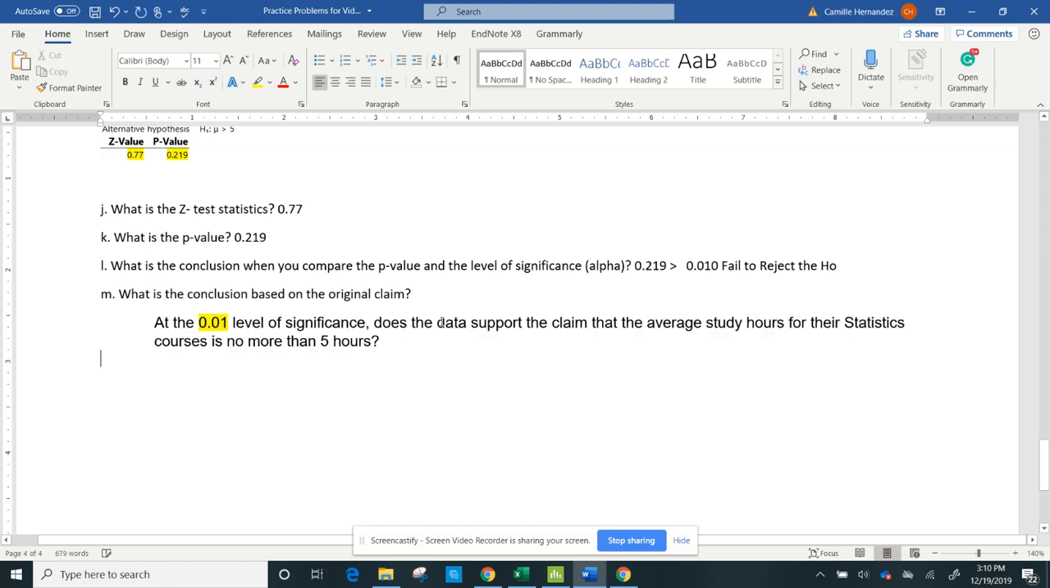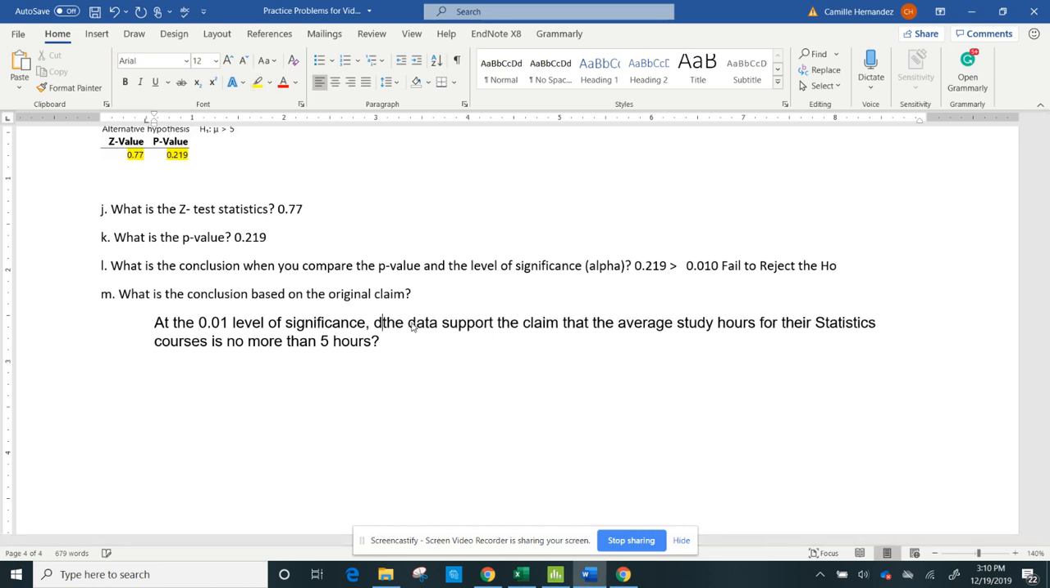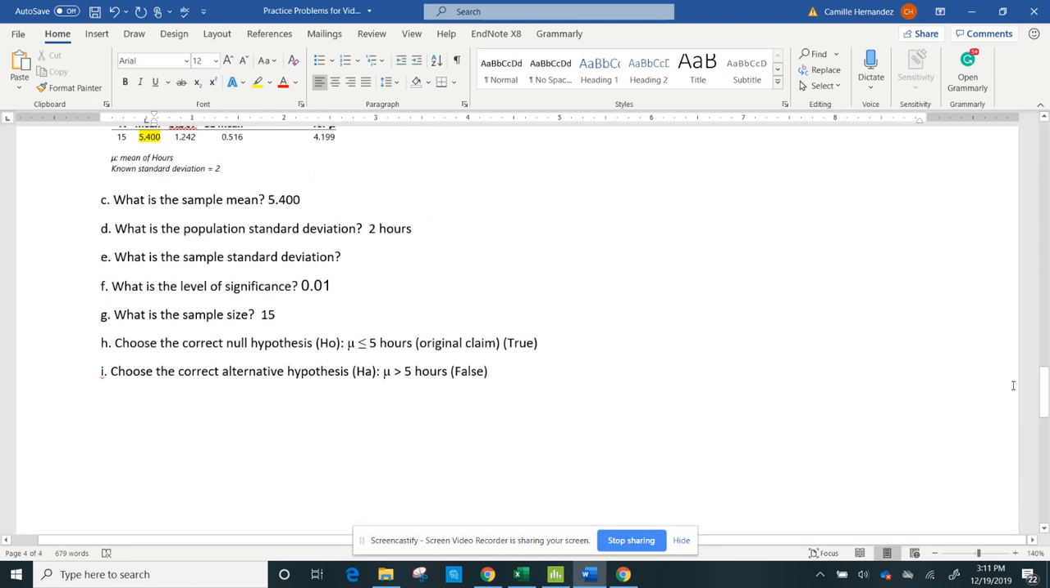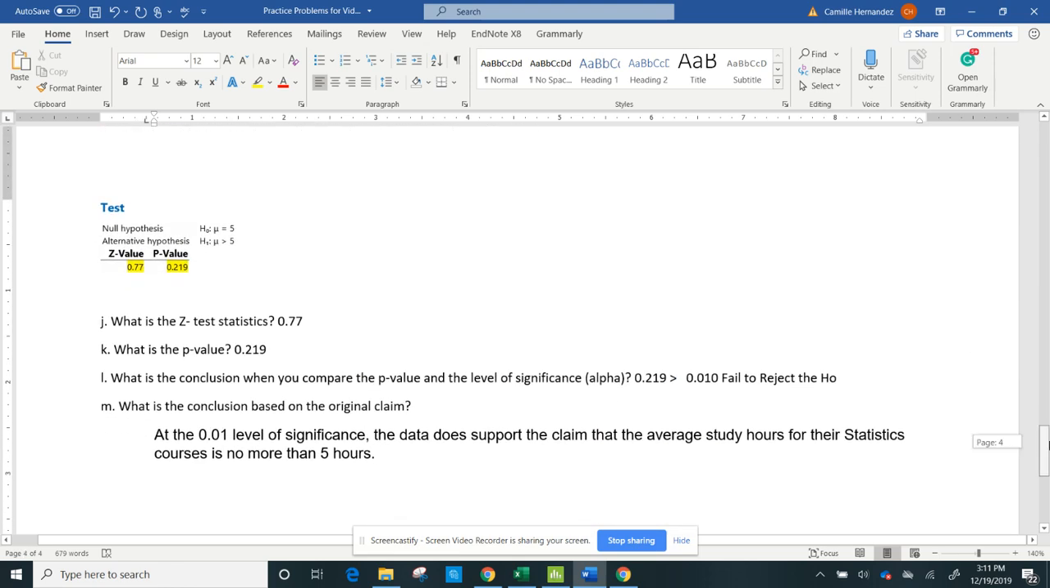So at the 0.01 level of significance, which is good, I'm starting the problem with how I have it. The data does support the claim that the average study hours for their statistics courses is no more than 5 hours. Again, how did I do that? No more than was my null hypothesis. It was my original claim, and I found it was true because I failed to reject the null.